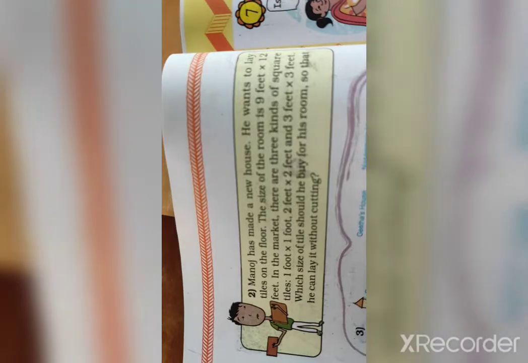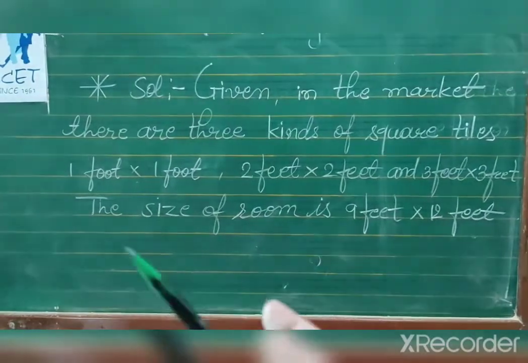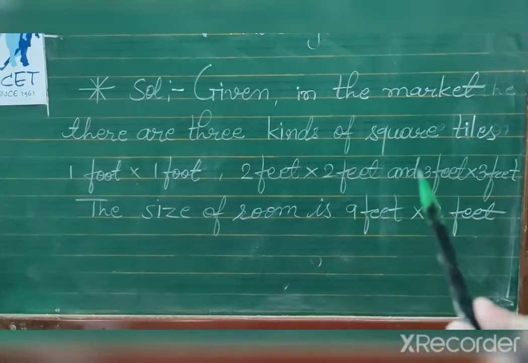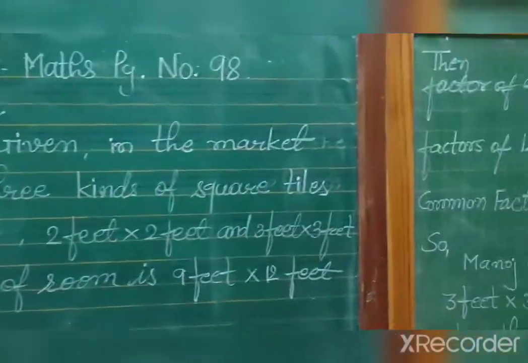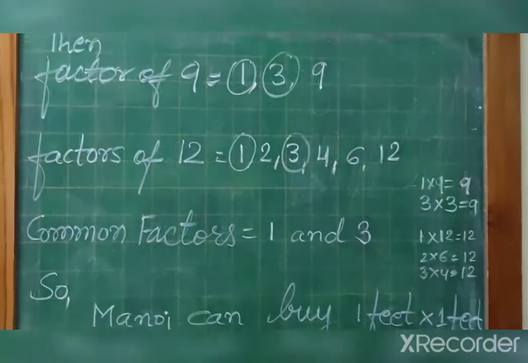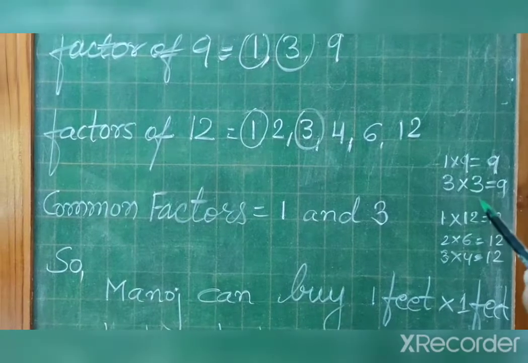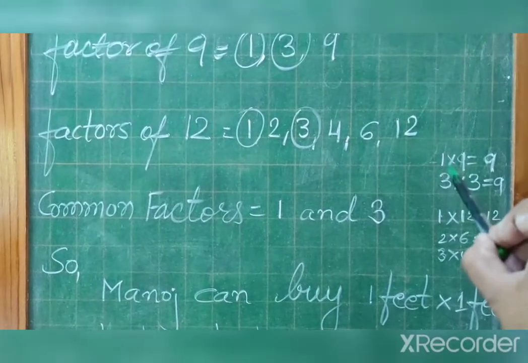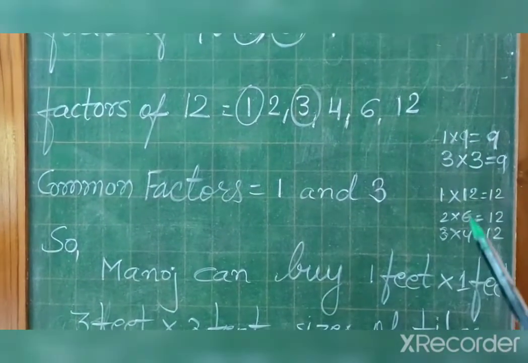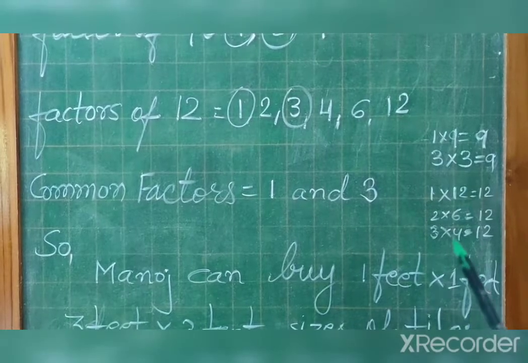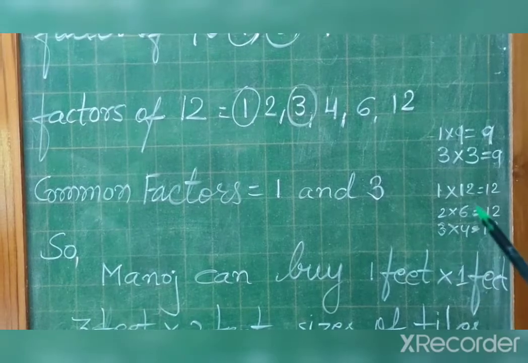Okay, let us start. Now you can see here the tile sizes are given: 1 foot into 1 foot, 2 feet into 2 feet, 3 feet into 3 feet, and the size of the room is 9 feet into 12 feet. Now factors of 12, I explained how you can find the factors. See here, 1 9s are 9, 3 3s are 9, numbers are repeating. So the factors of 9 are 1, 3, 9. Now factors of 12: 1 into 12 is 12, 2 6s are 12, 3 4s are 12. Next number 4 is already taken, so 1, 2, 3, 4, 6, 12.